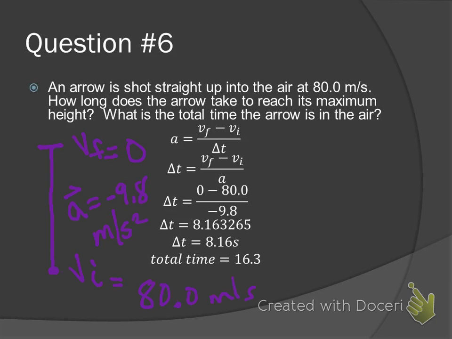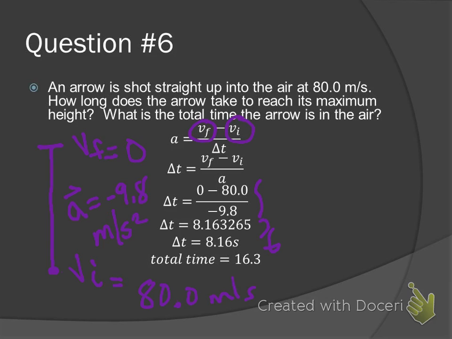So because of that, we can figure out how long it's going to take, because now we can take our acceleration equation. We know our final velocity, we know our initial velocity, and we know our acceleration, because that is the acceleration due to gravity. So now we have negative 80 divided by our negative 9.8, and so our time to the top is going to be 8.16 seconds.